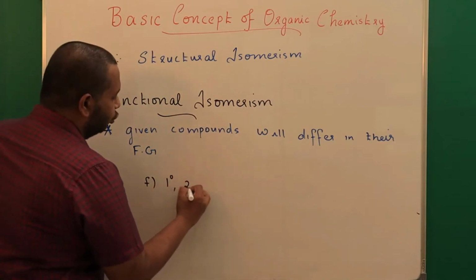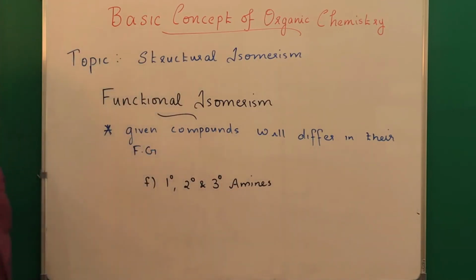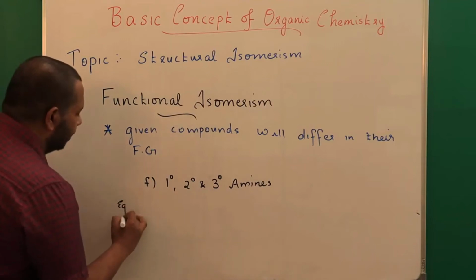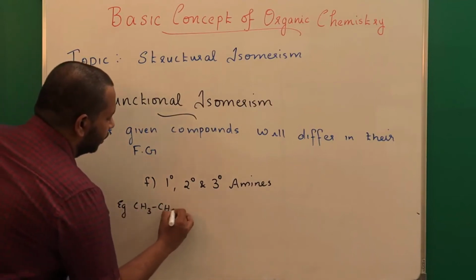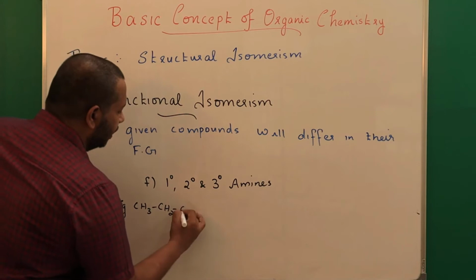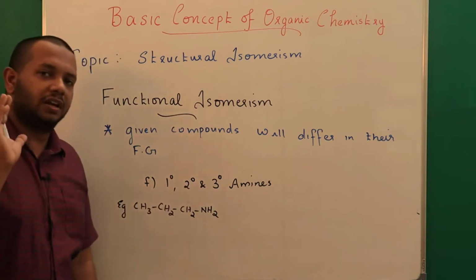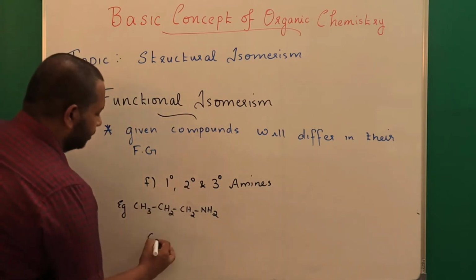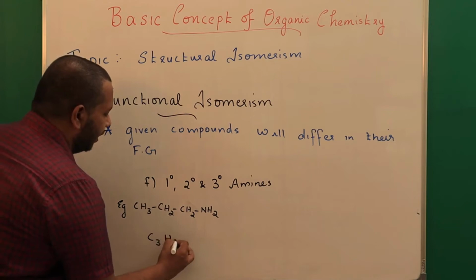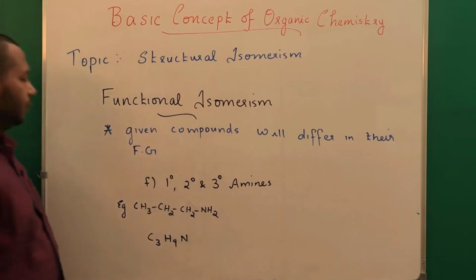We can say 1 degree, 2 degree and 3 degree amines. 1 degree, 2 degree, 3 degree amines are examples of functional group isomers. Let's see by example. Let me draw the 1 degree amine. CH3, CH2, CH2, NH2. So if NH2 is present, that represents a 1 degree amine. NH2 indicates 1 degree. Now how many carbon atoms? 3 carbon atoms, hydrogen, so you can say 3 plus 2, 5, 5 plus 2, 7, 7 plus 2, 9, hydrogen 9. Then we can say 1 nitrogen. So C3H9N.